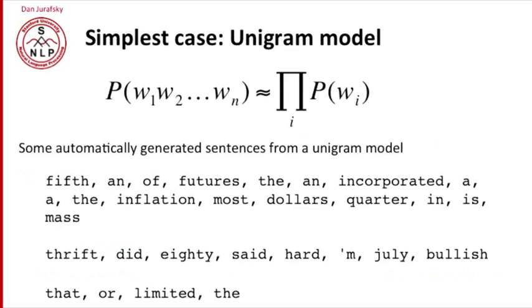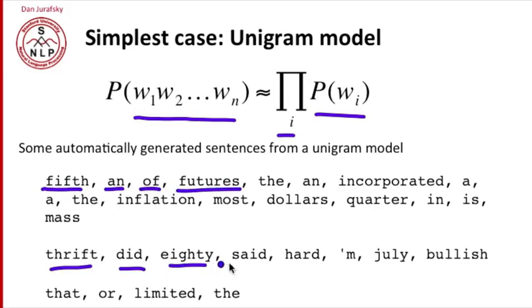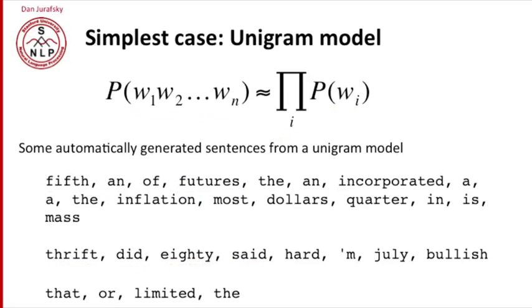The simplest case of a Markov model is called the unigram model. In the unigram model, we simply estimate the probability of a whole sequence of words by the product of probabilities of individual words, unigrams. And if we generated sentences by randomly picking words, you can see that it would look like word salad. So here are some automatically generated sentences generated by Dan Klein, and you can see that with the word fifth, the word and, the word of, this doesn't look like a sentence at all. It's just a random sequence of words. Thrift, did, 80, said. That's the property of a unigram model. Words are independent in this model.